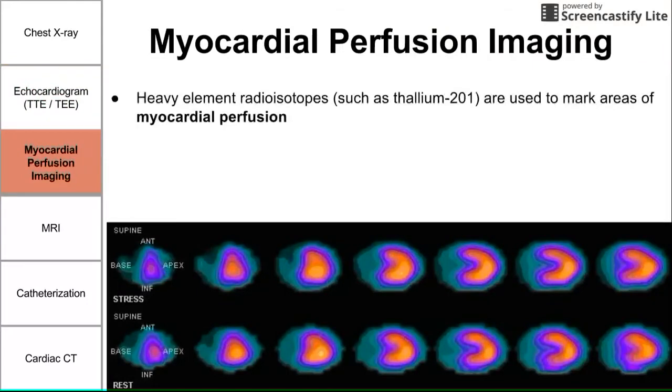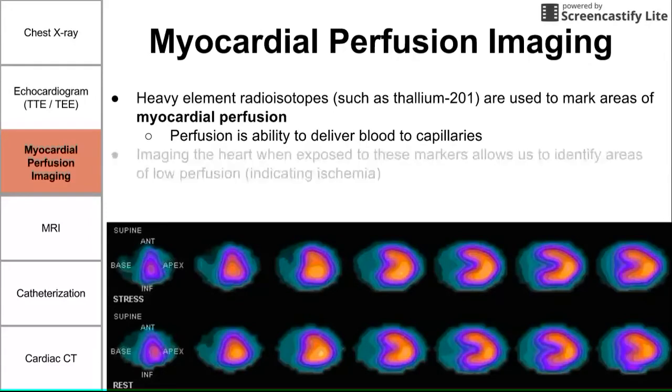This is essentially the use of a heavy element radioisotope. There's a few of them that you could use to mark areas of myocardial perfusion. Now, perfusion in the biological sense is the ability to deliver blood to the capillaries. We want to be able to give blood to the heart muscle, and we assess where the coronary arteries are delivering blood with a heavy element radioisotope.